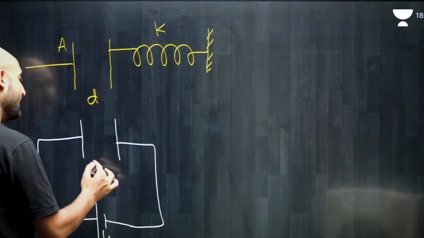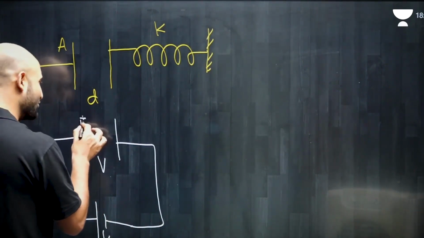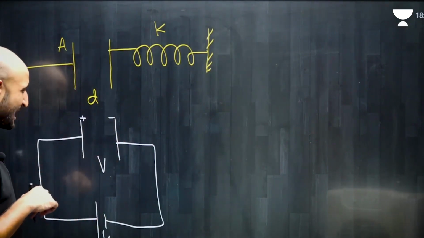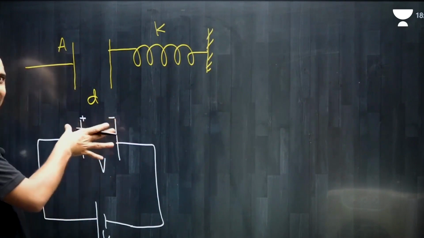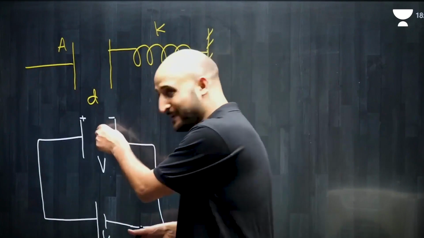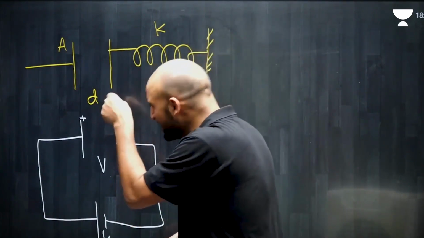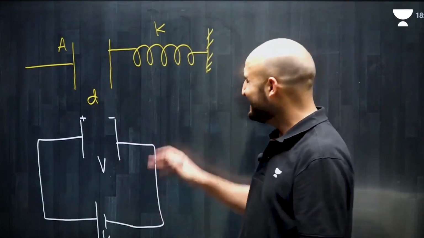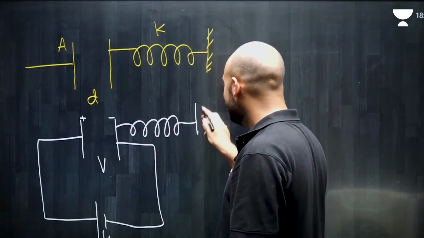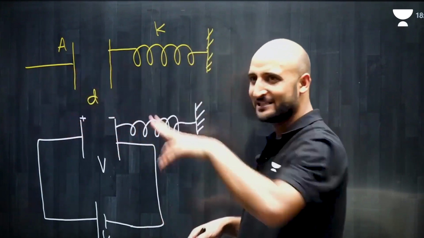So this whole V will go to the parallel plate capacitor. There will be a positive charge here and a negative charge here. Because charge develops on the plates, the capacitor will be charged. There will be an attraction between the two plates. When there's attraction between the two plates, this spring gets elongated. It will be pulled by this negative plate towards itself.